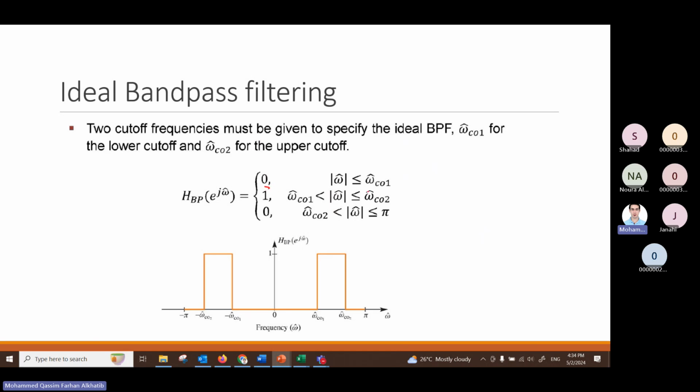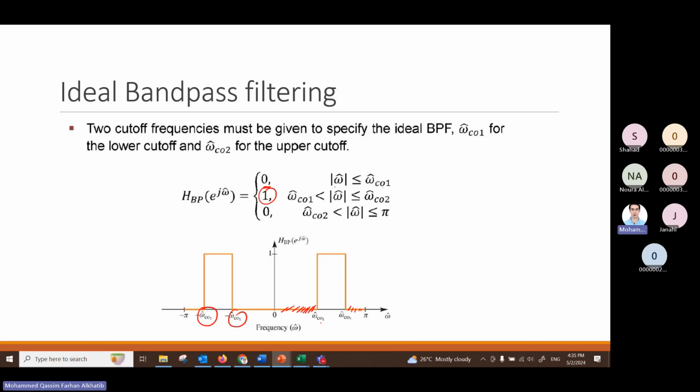For the band pass filter, it has two cutoff frequencies, C1 and C2. If it's below C1, it must have a 0 value. Between C1 and C2, it will have a high response, and C2 to pi will be 0. Again, it's periodic from negative pi to pi.